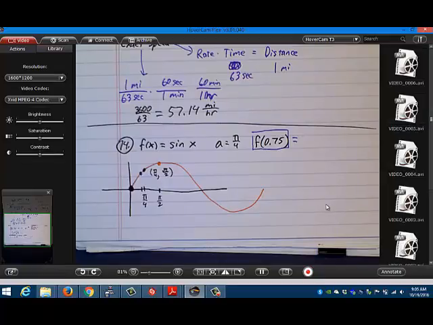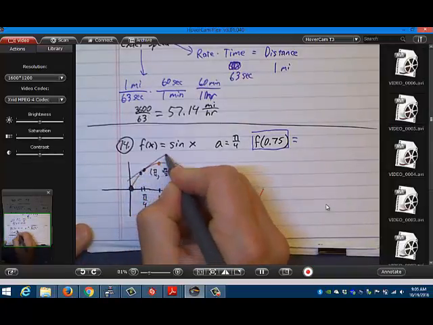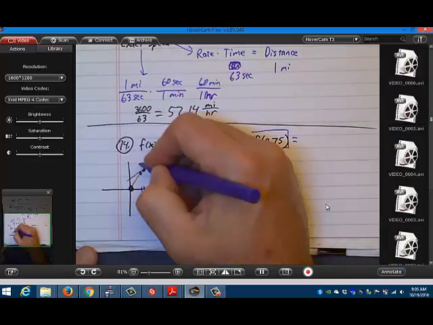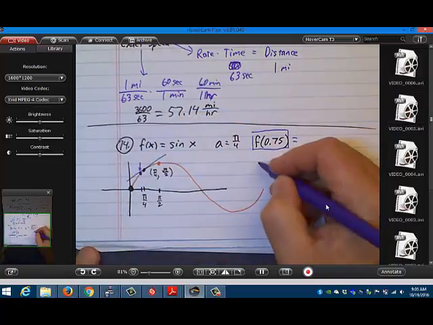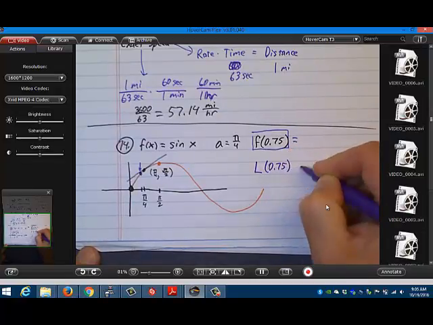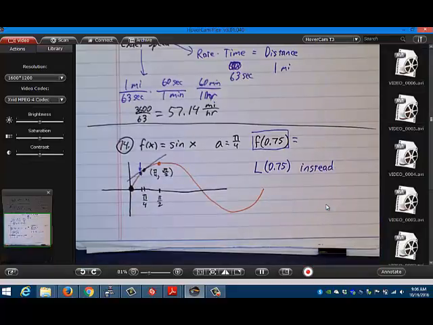So I want to compute that. But instead what I'm going to do is use a linear approximation. I'm going to move along the tangent line. So there's the picture. Instead of doing f of 3/4, I will compute L of 3/4 instead. That will be my linear approximation.